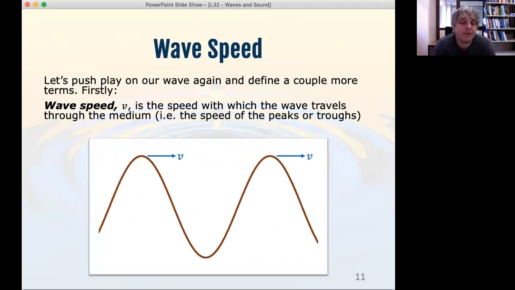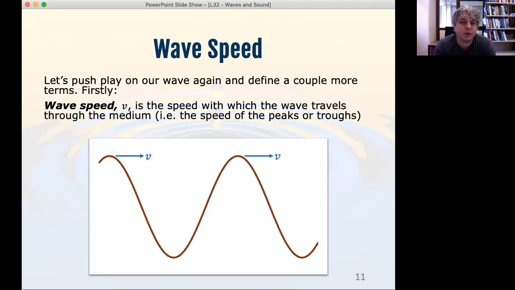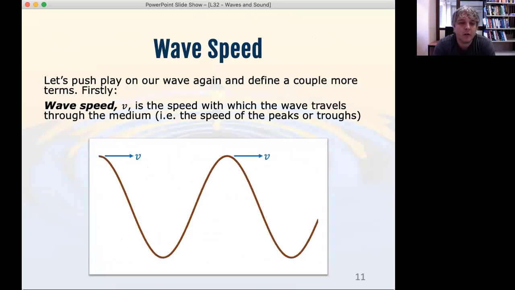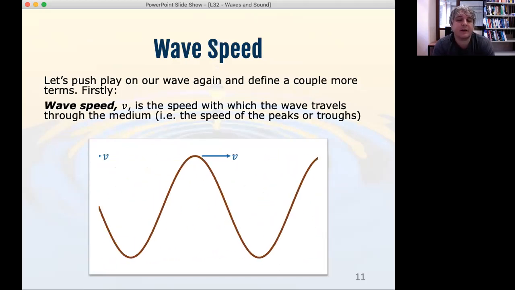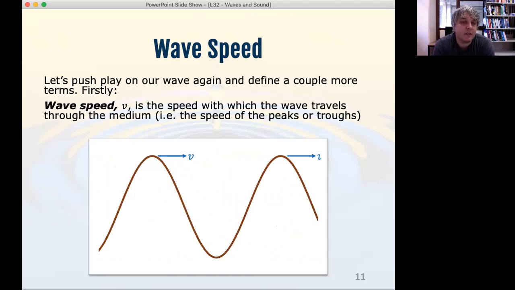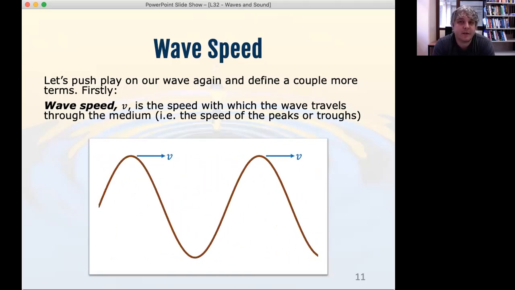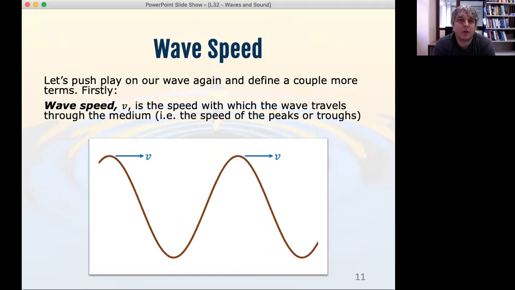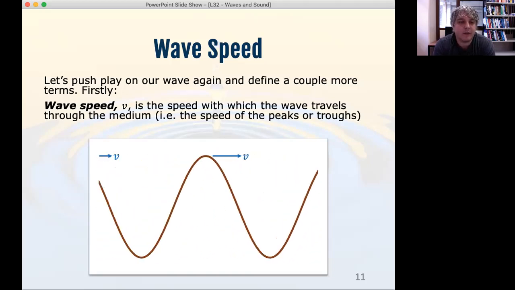Push play on our wave again, and we get this kind of motion. So this is our wave motion, just a wave traveling along the rope or whatever the medium happens to be. Wave speed is just the speed at which it is traveling. So you just choose any point on that wave. The crests or the troughs are the easiest. Again, for simplicity, we often choose those. And you just measure the speed, the same way you'd measure the speed for anything. What distance does it cover in what time? Your meters per second is your wave speed.